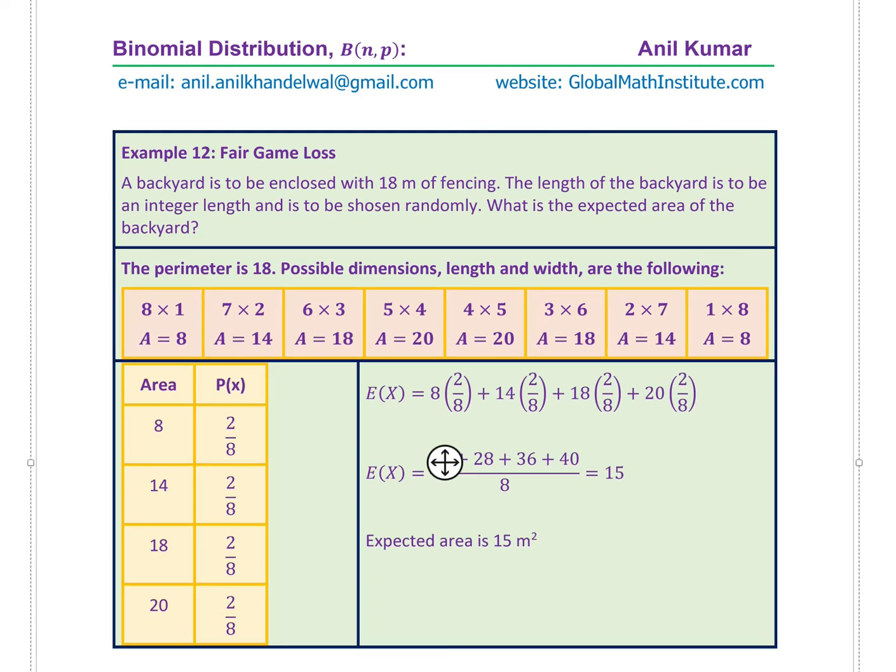Example 12. A backyard is to be enclosed with 18 meters of fencing. The length of the backyard is to be an integer length and is to be chosen randomly. What is the expected area of the backyard, right? So we are working on the rectangle area basically. We are given the perimeter, correct?